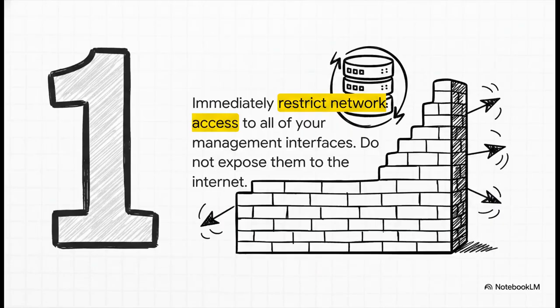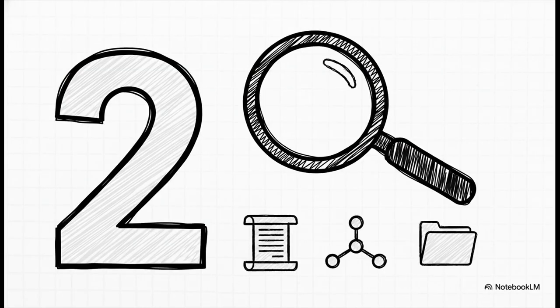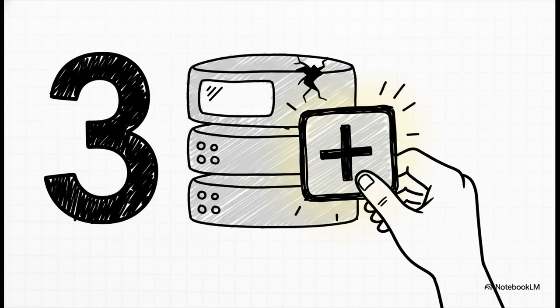So the final call to action here is clear, it's urgent, and it's 3 simple steps. Step 1, isolate. Right now, restrict all network access to your management interfaces. Step 2, hunt. Go back and actively look for those indicators of compromise we just talked about. Check your network, your logs, your files. And finally, step 3, patch. Upgrade to the latest secure version and slam this door shut for good. You need to take action on this now.